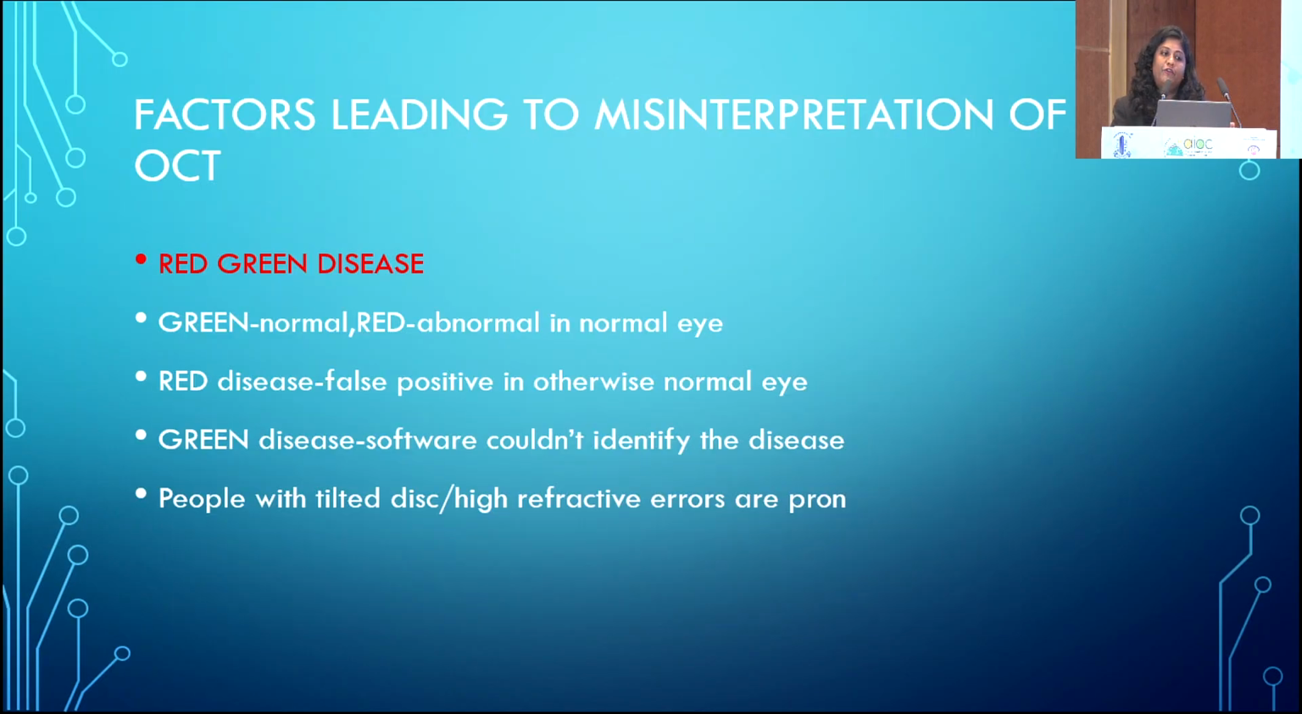So there are factors leading to the misinterpretation of the OCT. What are those factors? You may have heard about red-green diseases. The green is normal, red is abnormal in the normal eyes. What is red disease? It's a false positive in otherwise normal eyes. And a green disease is when the software couldn't identify the disease itself. So people with tilted disc and high refractive errors are more prone to this.